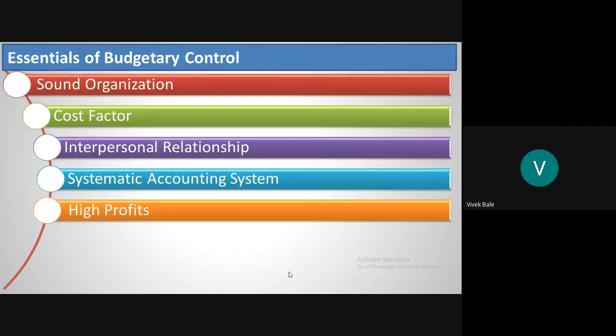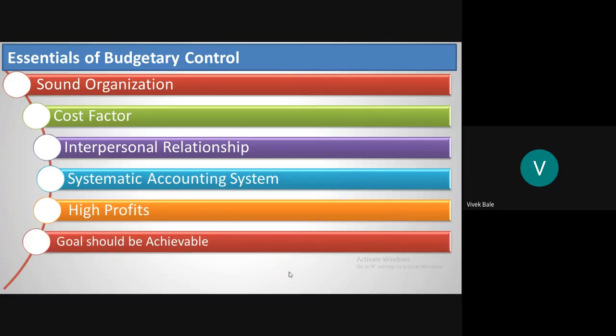The fifth point is high profits. The main aim of management is to earn maximum profits, and this factor should be kept in mind while preparing the budget, because budgets are directed towards the maximization of profits only.